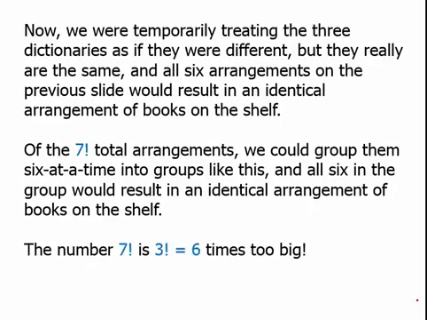So the number 7 factorial is not the correct number. That number is 3 factorial times too big, or in other words, 6 times too big, because for any arrangement of the 3 dictionaries, we can rearrange the dictionaries in 3 factorial ways. Well, if that's 3 factorial too big, we have to divide by that. So the correct answer is 7 factorial divided by 3 factorial.